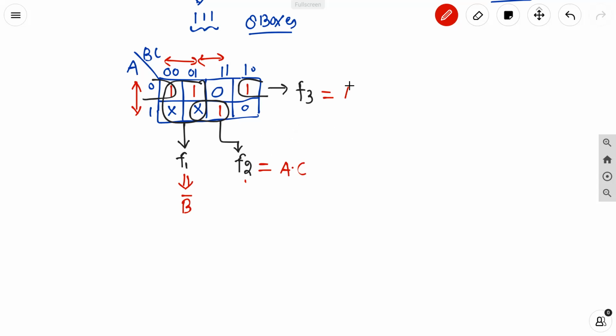Now for f3, A is not changing and is available in its complementary form. Similarly, when these two columns are considered for f3, B is changing but C is not changing and is available in complementary form. So finally, the function f is nothing but the sum of f1, f2 plus f3. So it is B bar plus AC plus A complement B C complement. This is the final function.